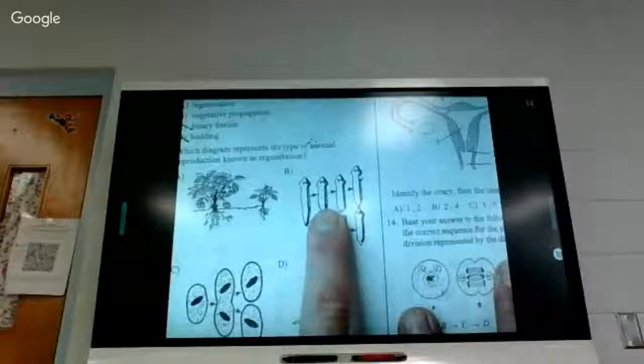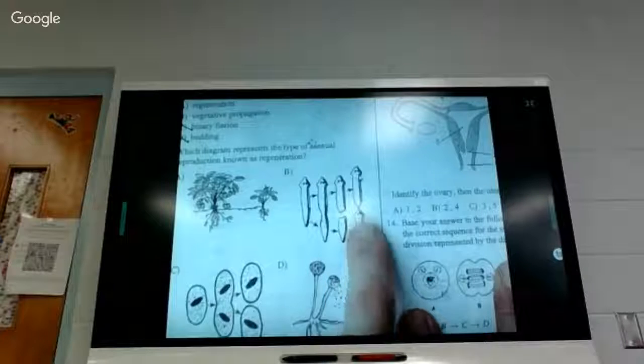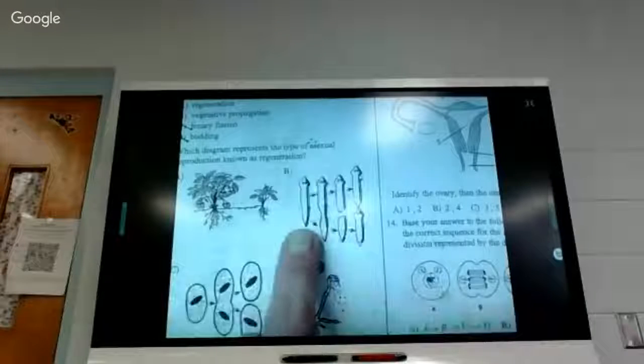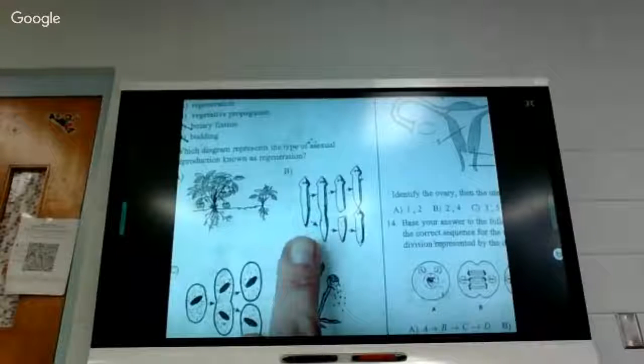Yep, there it is, B. So cut it in half, and each side forms into a new worm. So this worm is sexual also, but it's a hermaphrodite.